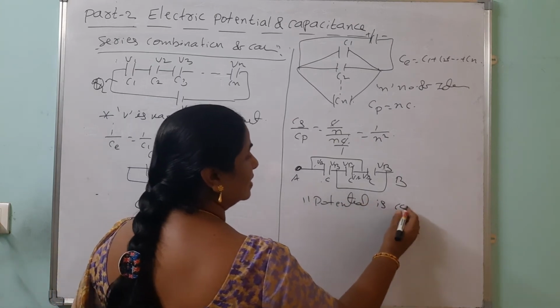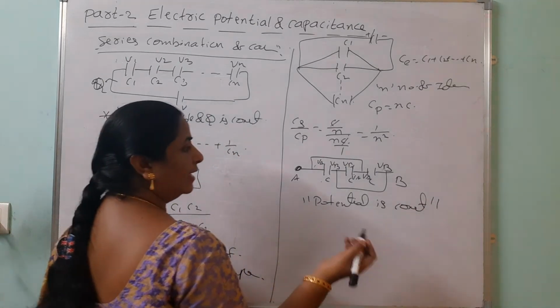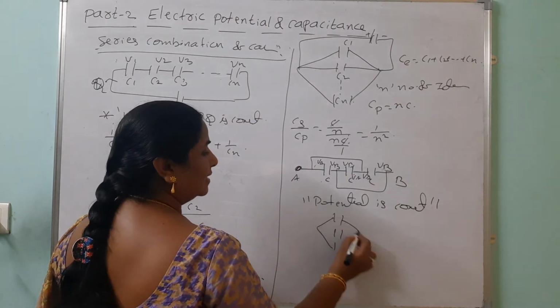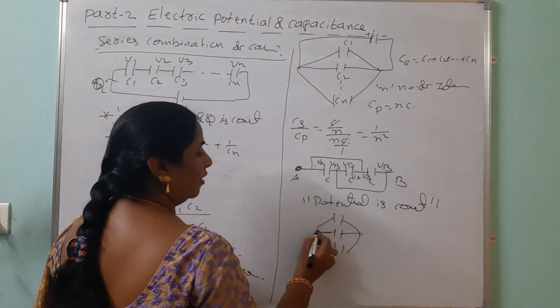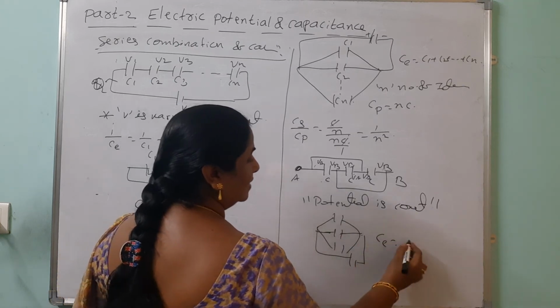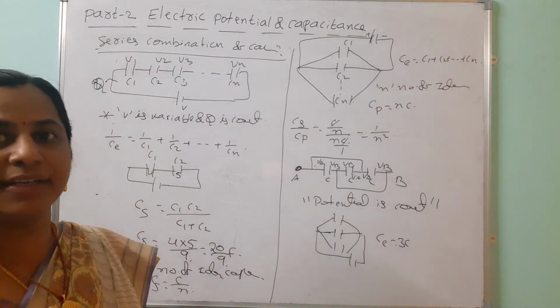Potential is constant means immediately what do you say? This is the parallel combination. We can draw like this. Looking is like series, but when we go through the formula, these two are connected in parallel. Effective capacitance is C plus C plus C, which is 3C. Like that we can find out.